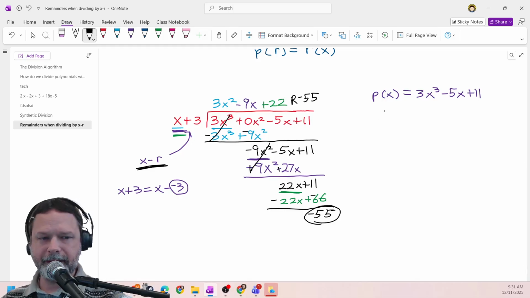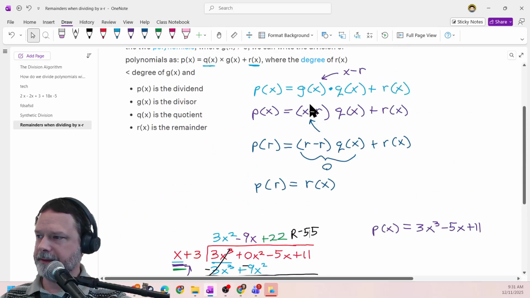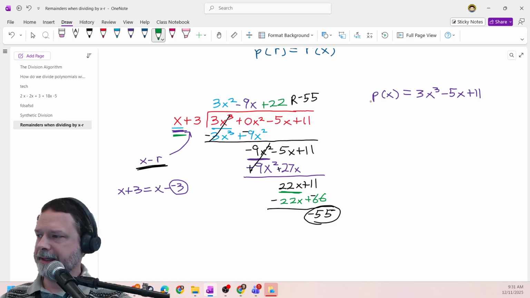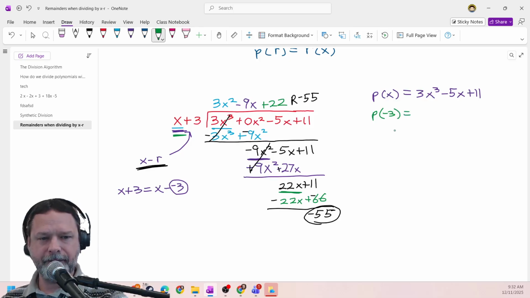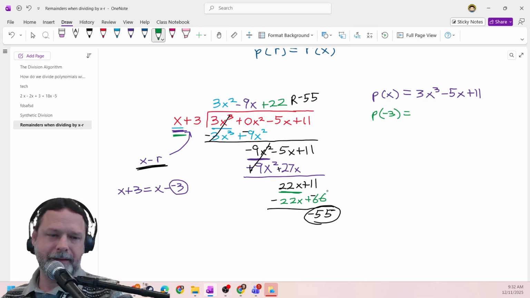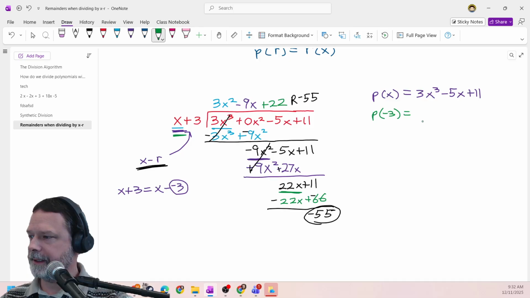So according to this little result that I shared up here, I should be able to get that remainder simply by plugging in negative 3. That should give me the remainder of this problem. The remainder of 3x cubed minus 5x plus 11 divided by x plus 3 should just give me the remainder. All right, so let's see here.